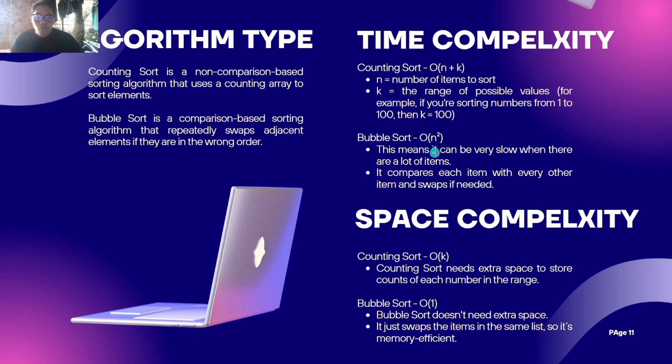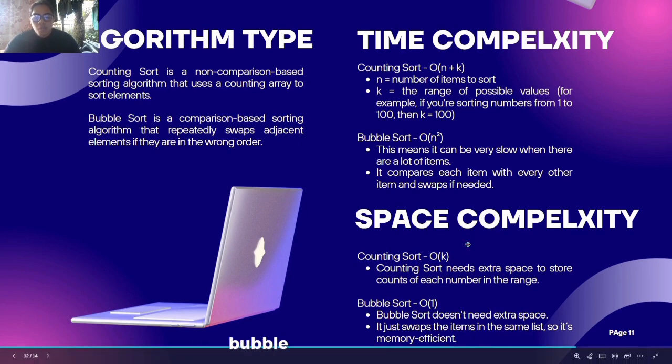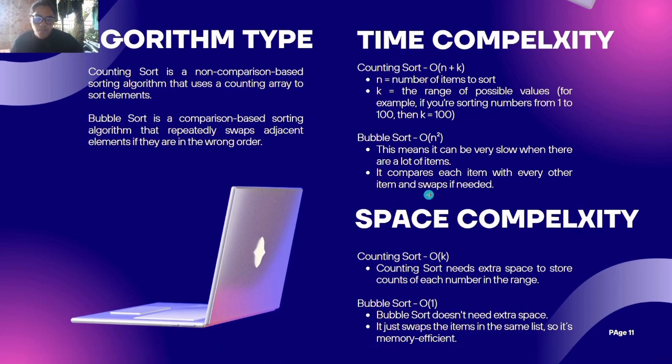For the bubble sort, it is O(n^2), so it's n times n. For example, if you have 10 items, you might do up to 10 times 10, which equals 100 steps. But if you have 100 items and multiply that by 100, it takes 10,000 steps. That's why bubble sort is much slower and takes a lot more time to process big lists.